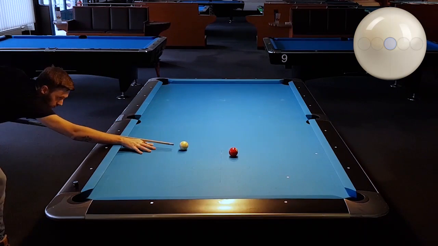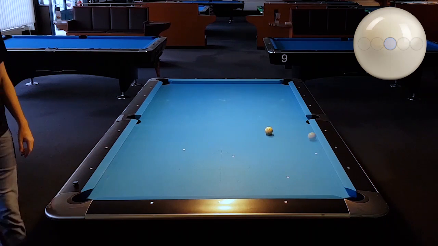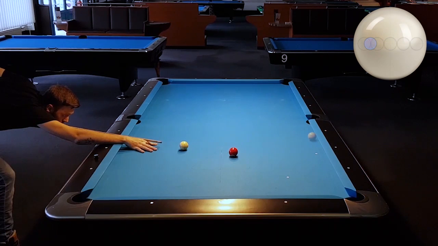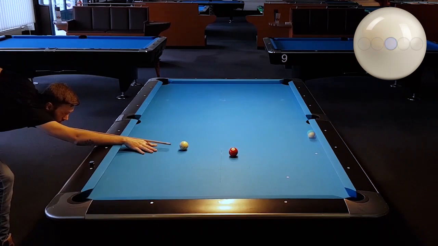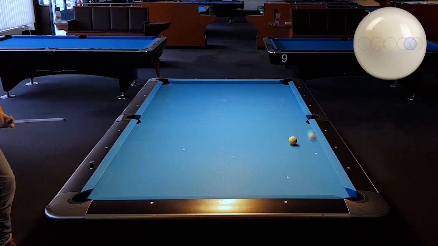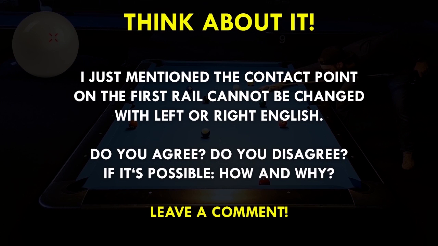And another variable is cut-induced throw. If you use left spin, you need another contact point on the object ball because the object ball will be thrown to the right. And another contact point on the object ball also means another contact point on the rail. This is, by the way, the answer to the question from my previous video, how to find position ways. Yes, it's possible to change the contact point on the first rail by hitting left or right English.